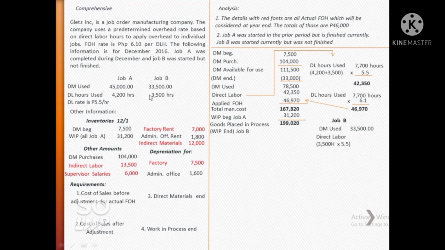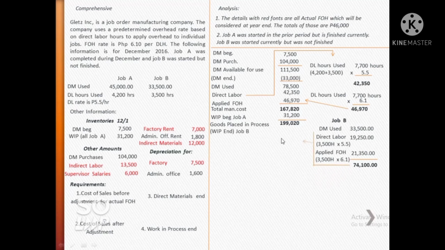It used 3,500 hours times 5.5, that's 19,250. And the applied factory overhead is easy because you just have to multiply the 3,500 hours times 6.1, then you have 21,350, and then we have 74,100. So the cost of job B, which is the WIP end because it is unfinished, is 74,100.